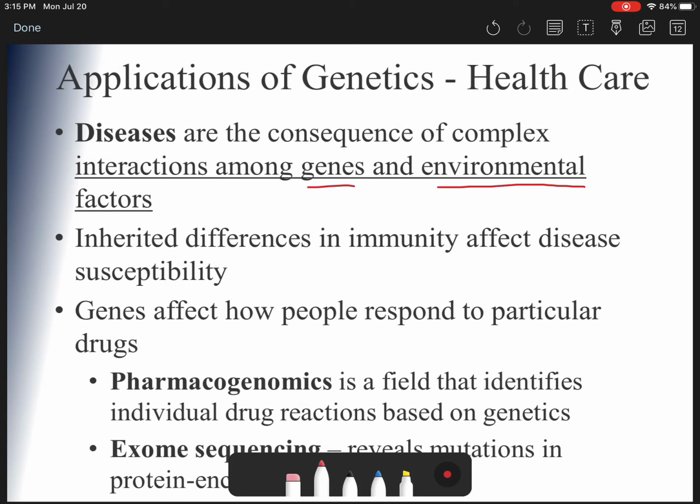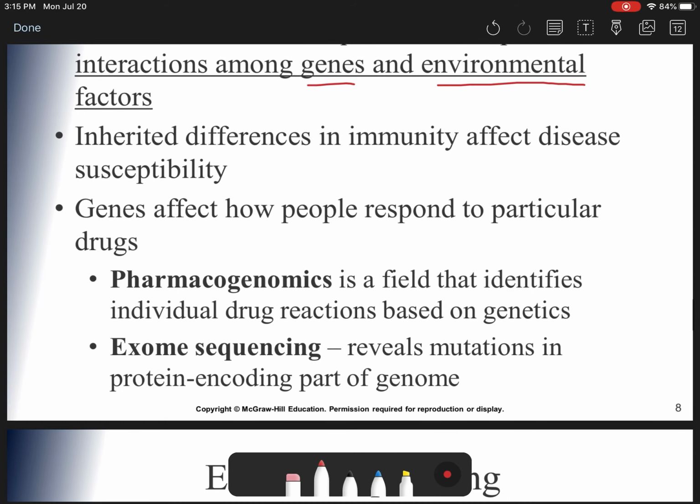Just the genes that you inherit can affect immunity and disease susceptibility. You think of some people who hardly ever get sick. Well, is it something in their genes, their genetic makeup, that is allowing them to be a little bit more resistant to certain diseases than other people are?